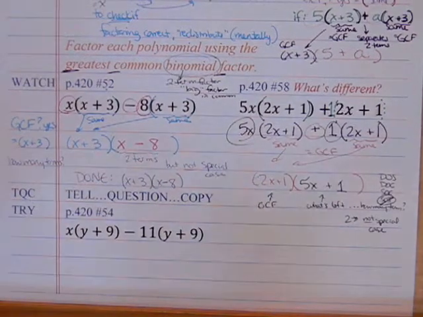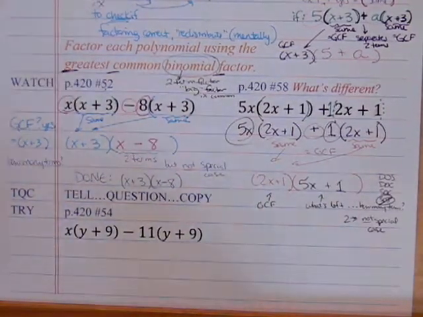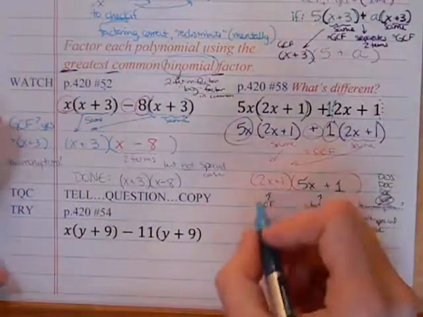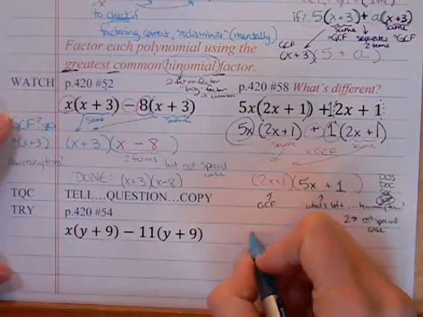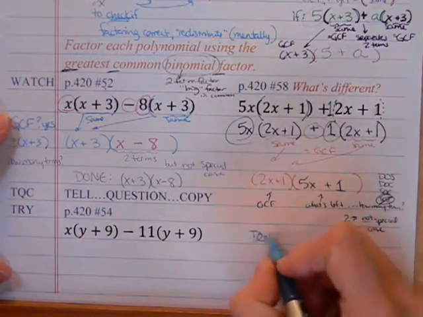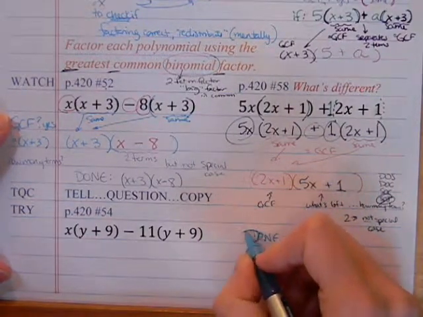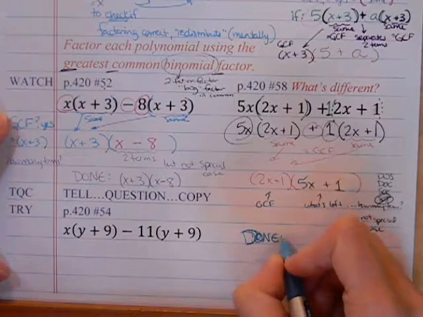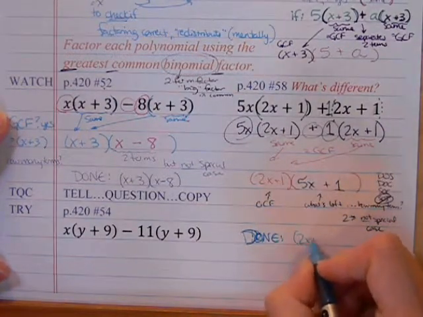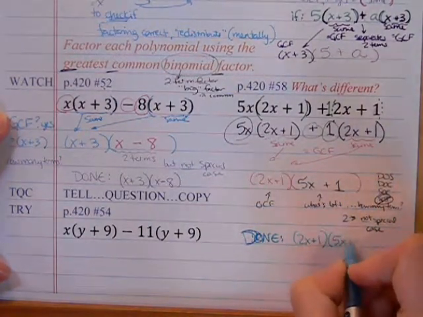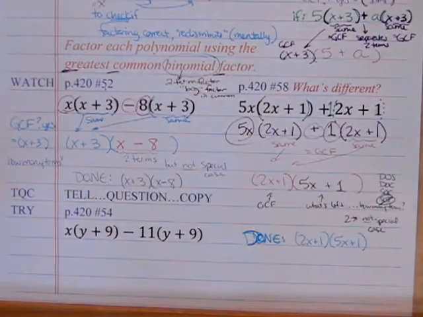Okay. So our finished version here is 2x plus 1. We're done factoring. Sorry, that D kind of went wild here. Done factoring: 2x plus 1, 5x plus 1. Okay.